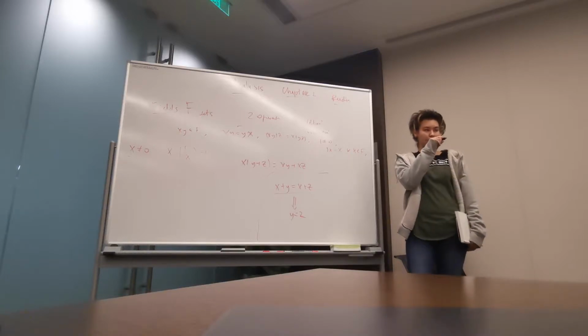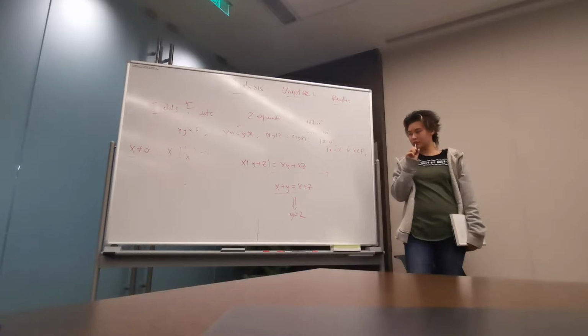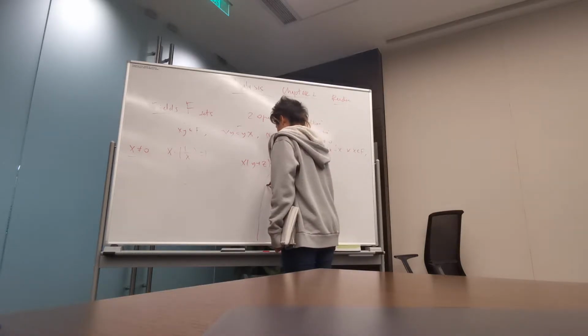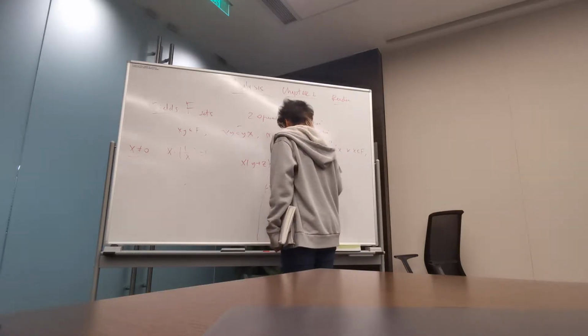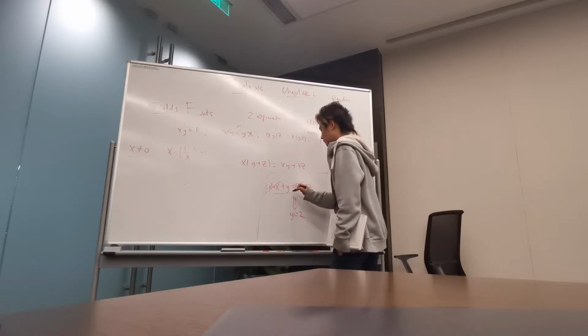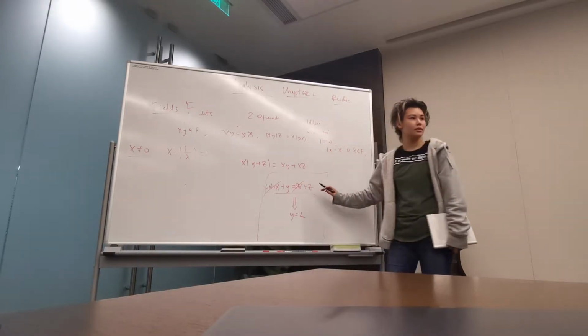x plus y equals x plus z. Okay, can you just add the inverse of x? Yeah, so let's add minus x to both of the sides. And this cancels, and you have y equals z.